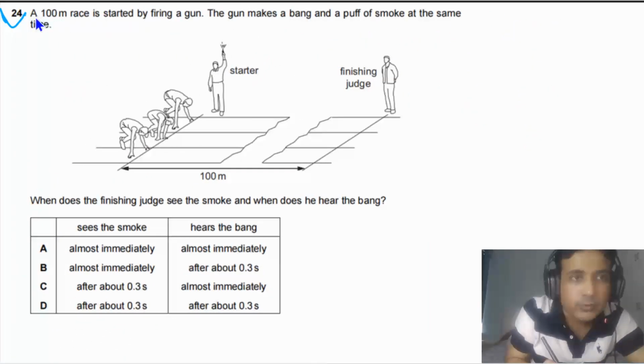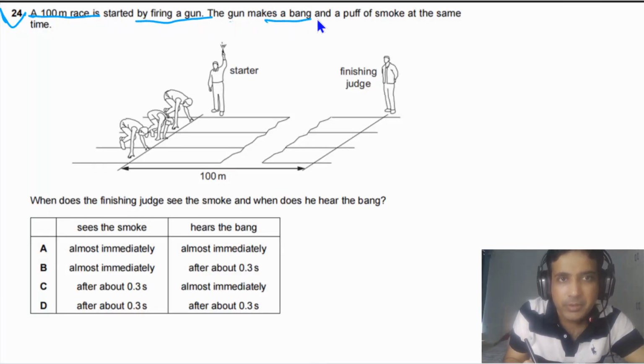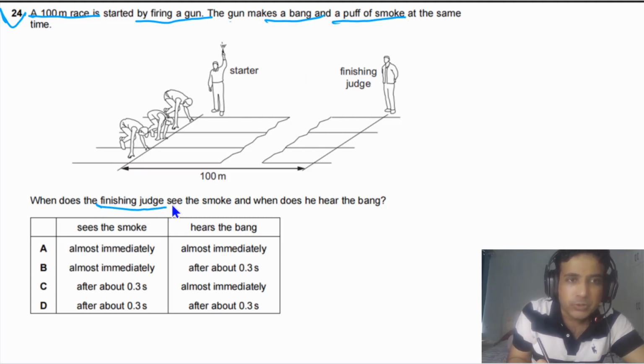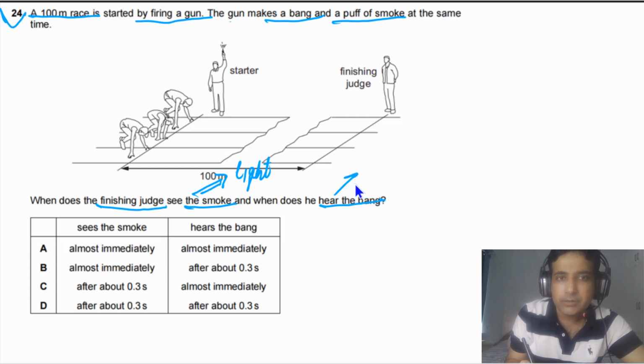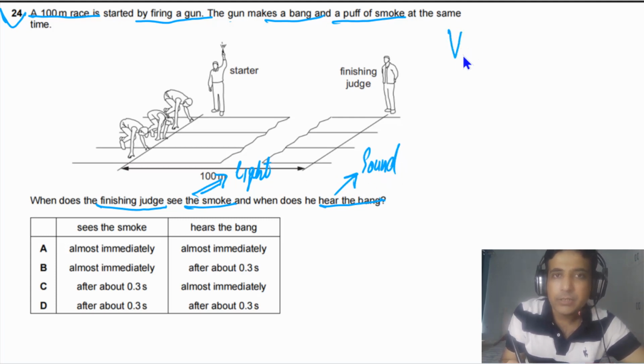Question number 24 says a 100-meter race is started by firing a gun. The gun makes a bang and a puff of smoke at the same time. When does the finishing judge see the smoke, and when does he hear the bang? Seeing the smoke is linked with light, and the bang is linked with sound. The speed of light is much greater than the speed of sound. So this is one thing we need to understand.